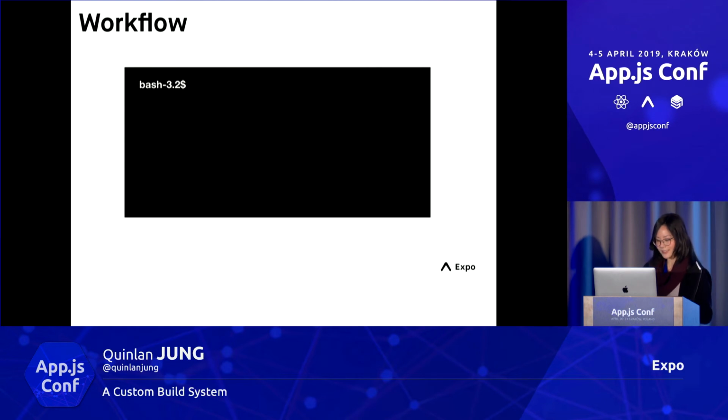Right. So let's take a look at what a workflow might look like. We'll open up our terminal, and we'll issue a command to the Expo build servers. We'll say, hey, I want to build an Expo client, and I want it to be for the iOS platform.